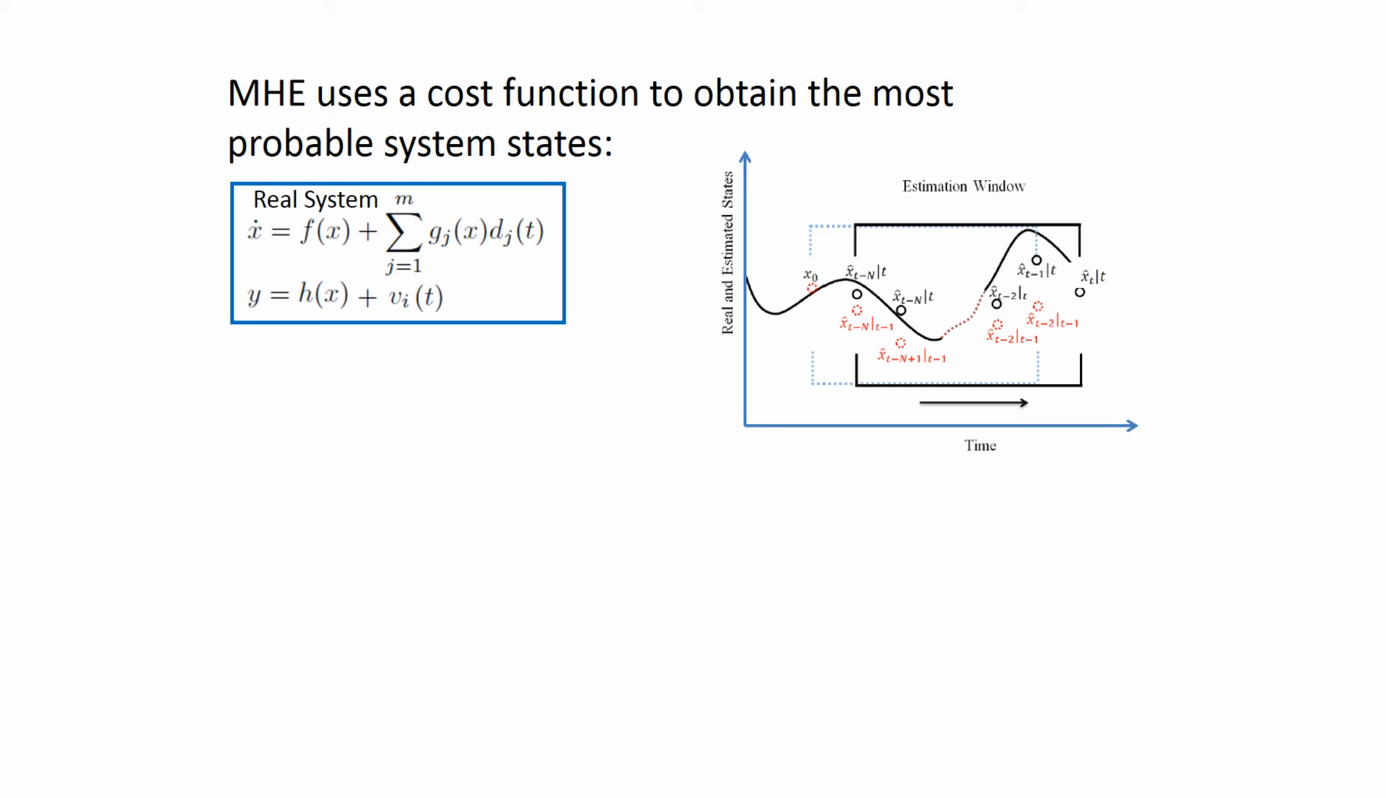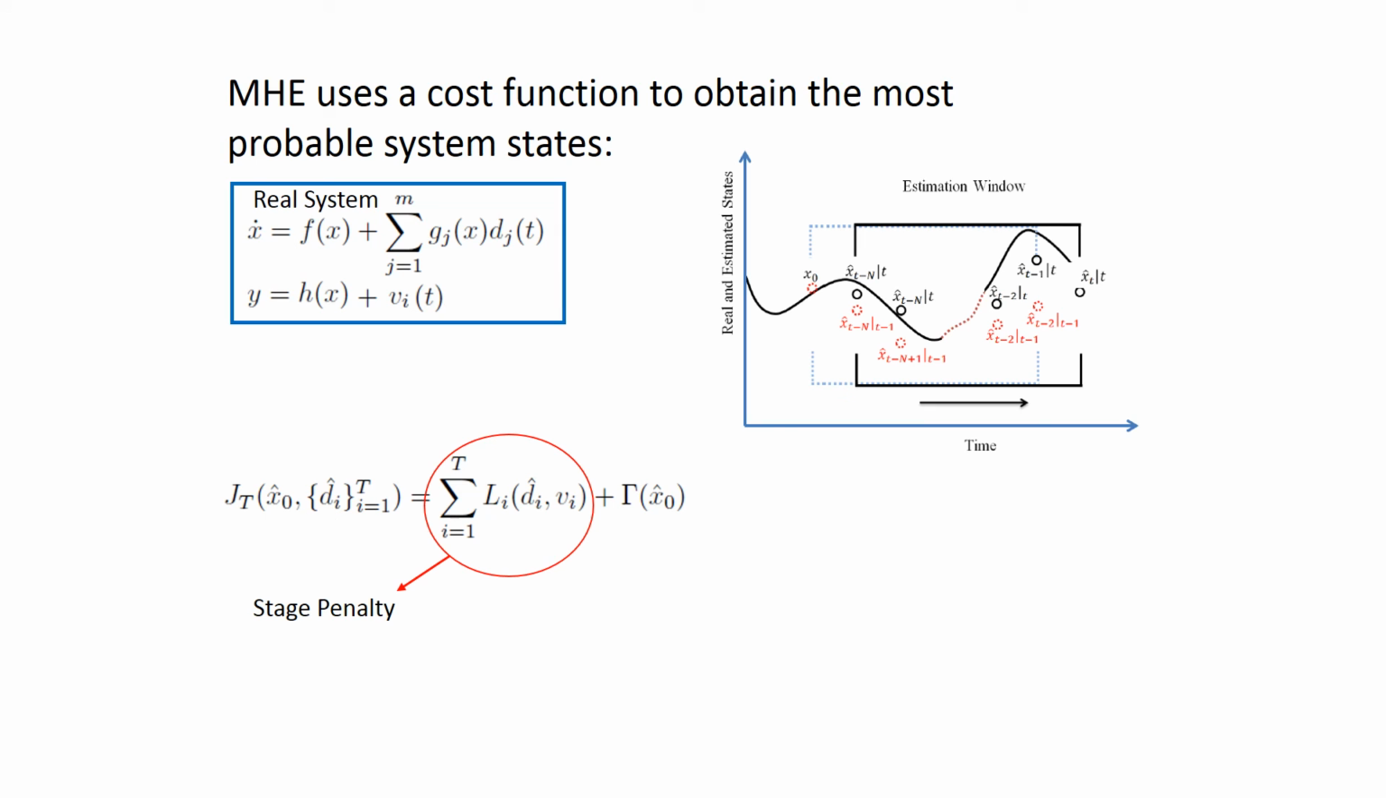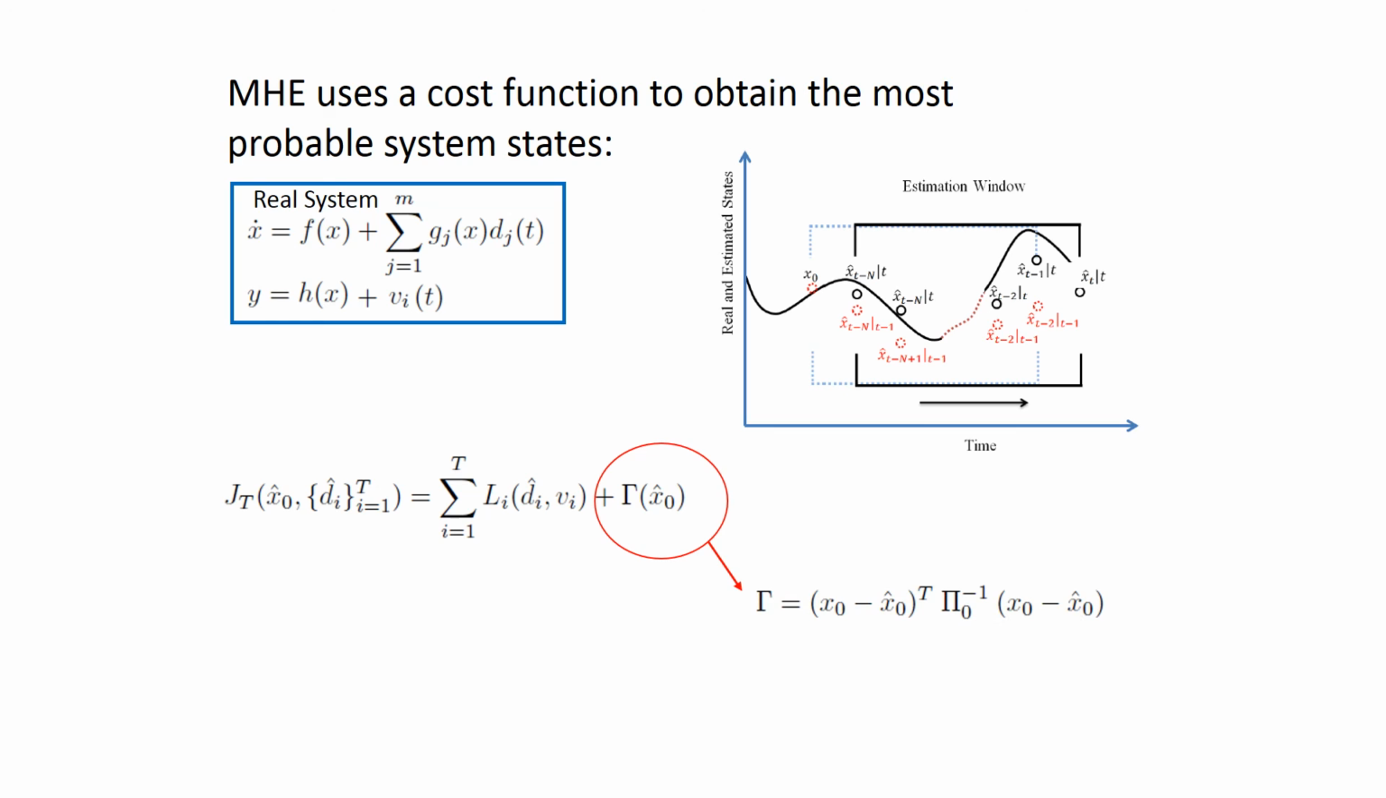The cost function must include two terms. The first, called the stage penalty, penalizes the estimated noise in the transition and on output. The second term, arrival cost, summarizes the information which is now out of the sliding window. A typical arrival cost penalizes the deviation of the estimated initial state from the prior knowledge which is obtained in the last estimation.